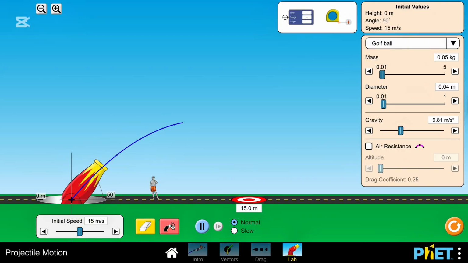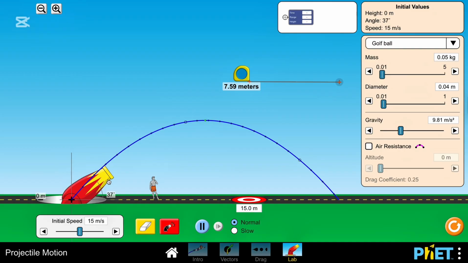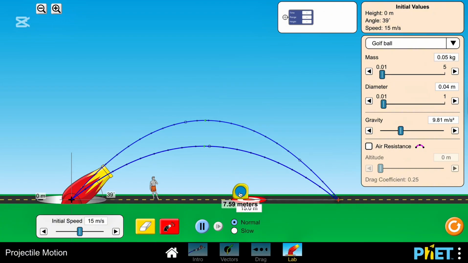So if we fire the projectile, we get that it is a little bit far away from the target. And with this tool, we can measure it. It's like 7.59 meters away from where we want it to be. So let's try going lower. And when we go lower, we can see that there's a little bit of change, but it's not enough to get to where we need.